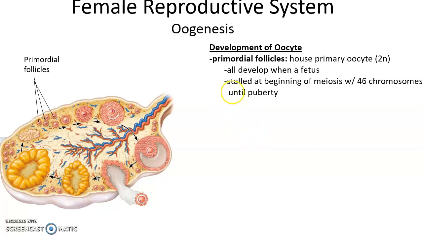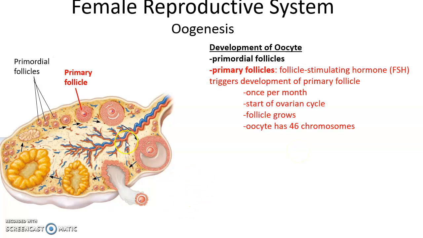And then meiosis will begin at puberty, occurring basically once a month. The primordial follicle will move on and enter the meiosis process, oogenesis. When that happens, the primordial follicle becomes a primary follicle. This is triggered by the hormone follicle-stimulating hormone, which causes the primordial follicle's outer cells surrounding the oocyte to divide and grow, making the primary follicle thicker and bigger than the primordial follicle.